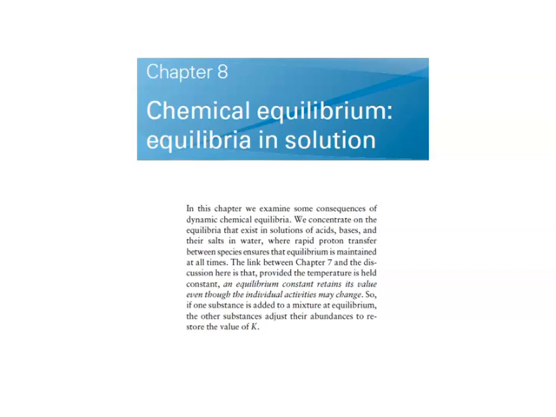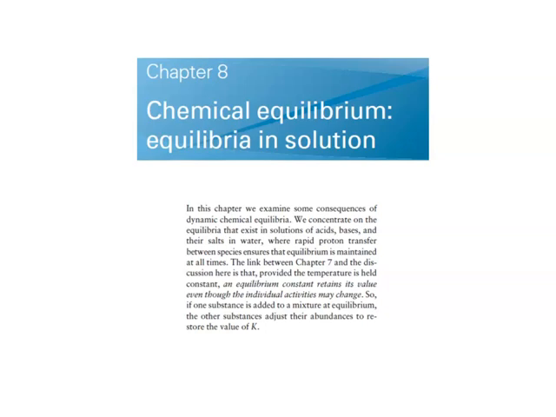All right, welcome to Chapter 8 of Physical Chemistry, Chemical Equilibrium, Equilibria in Solution. So in this chapter, we examine some consequences of dynamic chemical equilibria. We concentrate on the equilibria that exist in solutions of acids, bases, and their salts and water, where rapid proton transfer between species ensures that equilibrium is maintained at all times.